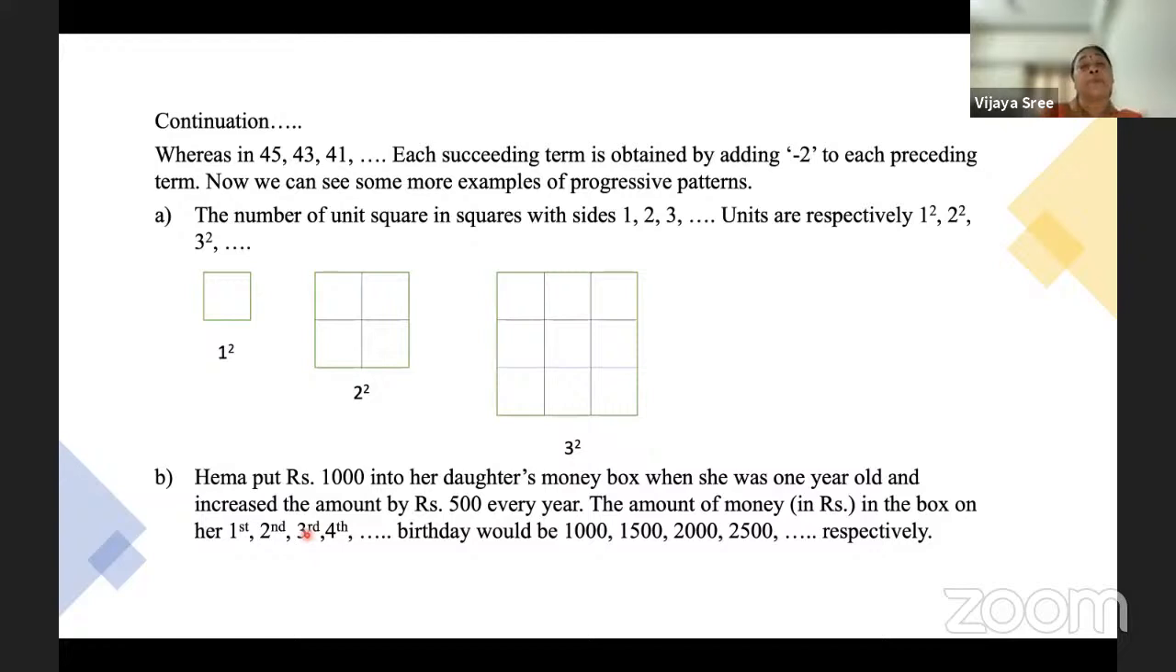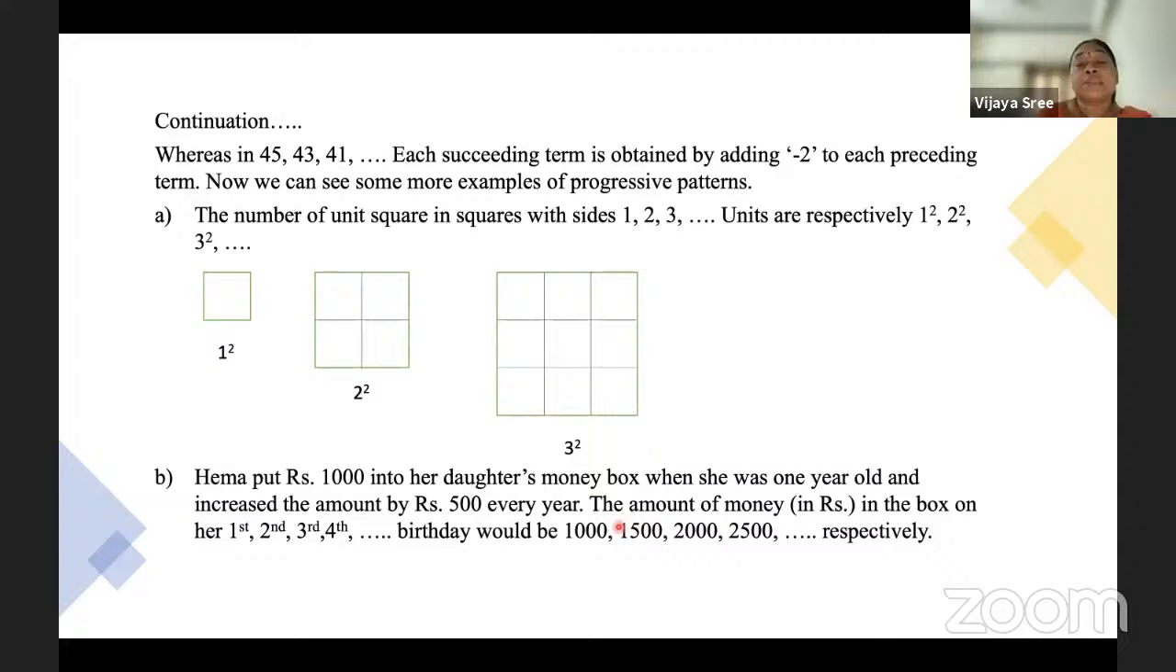Hema put the second one. Hema put 1,000 rupees in her daughter's money box when she was 1 year old and increased the amount by 500 rupees every year. The amount of money in rupees in the box on her first, second, third, fourth, and so on birthday would be 1,000 rupees, 1,500 rupees, 2,000 rupees, 2,500 rupees. So here we are adding 500 rupees to the preceding. Add 500 rupees, you can get the next. Plus 500, you can get 3,000. Next, 3,500, like this. So this is also one pattern.